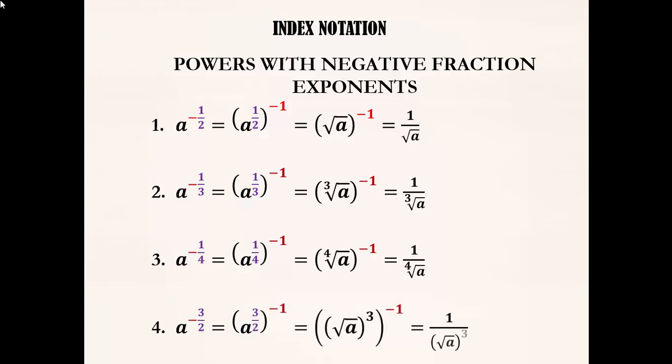A to the power negative 3 over 2 simply means that a to the power 3 over 2 all to the power negative 2. That's another alternative way you can write it. Now, considering the fraction part, what it simply means is that the square root of a all to the power 3 all to the power negative 1, which is also going to be simply written as 1 over the square root of a all to the power 3.